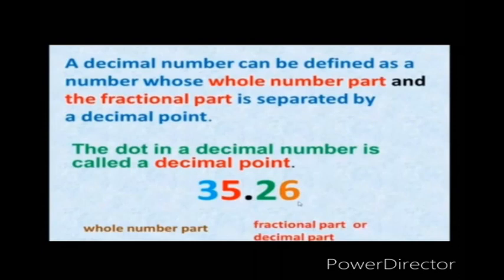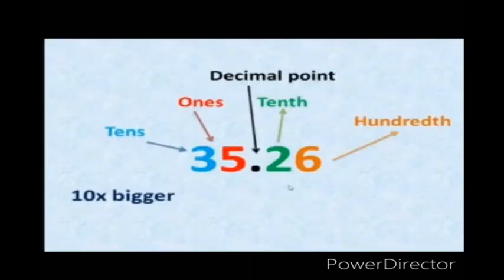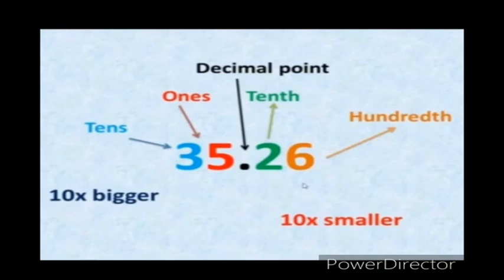On the left side of the decimal point we have 5. This 5 is in ones place, and before 5 we have the number 3. This 3 is in tens place. Then after the decimal point we have the number 2. This number 2 is in tenths place, and 6 is in hundredths place. Every number which is on the left side of the decimal point is 10 times bigger than the previous number, and every number which is after the decimal point is 10 times smaller.